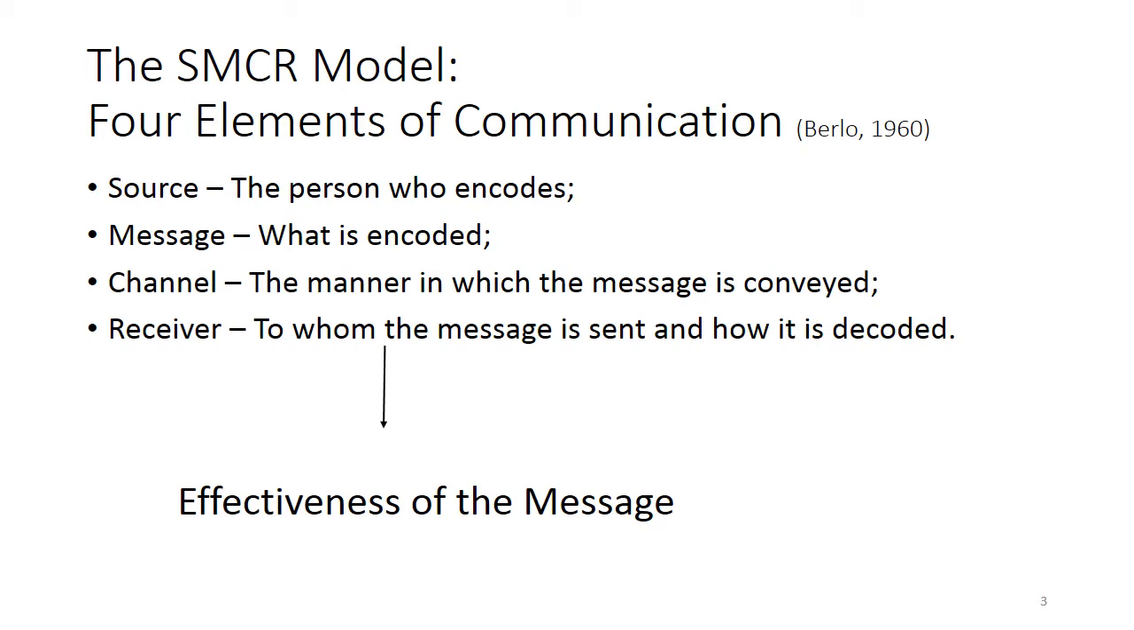In 1960, Berlo developed a seminal model that described 4 elements of communication, and this is called the SMCR model because it stands for the 4 components, the first letter of each: source, message, channel, and receiver. Berlo said that the source is the person who encodes the message. So think about what that word encodes means.